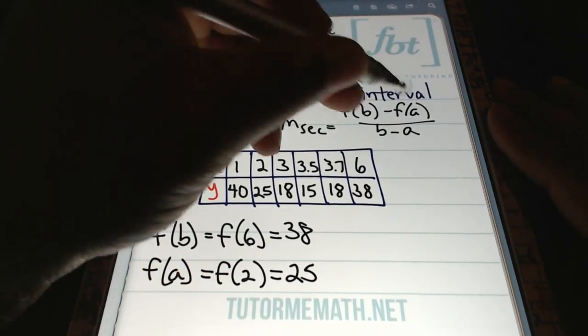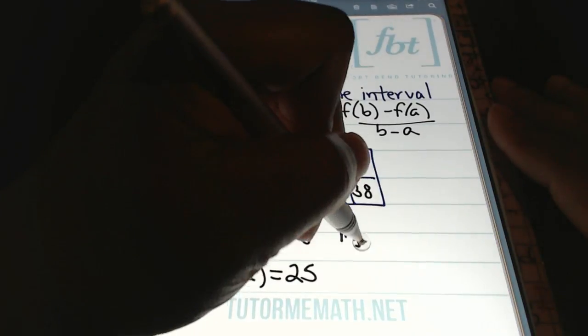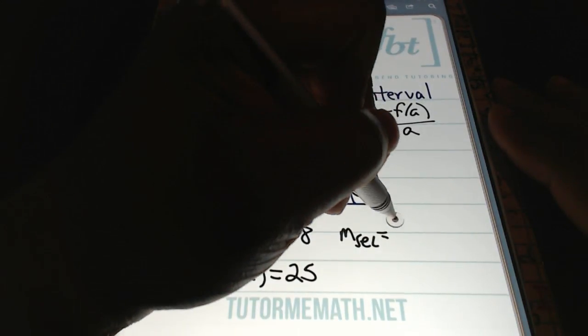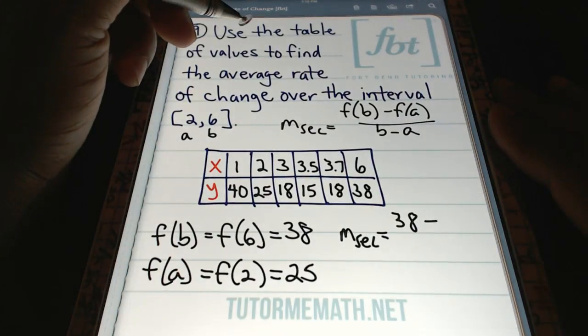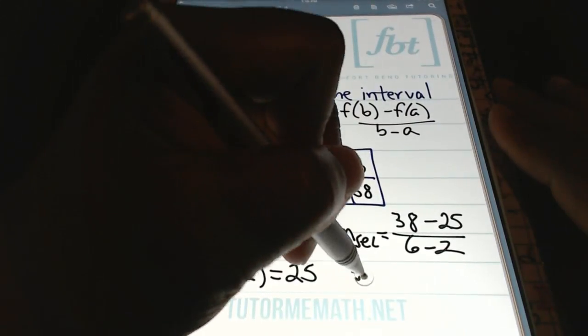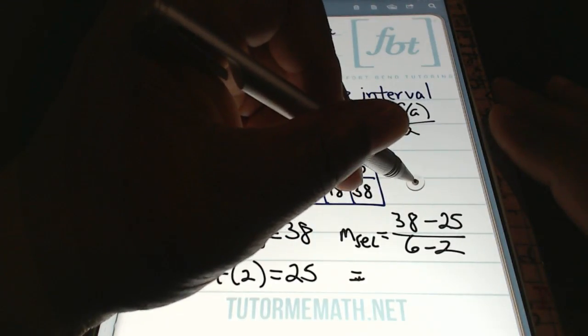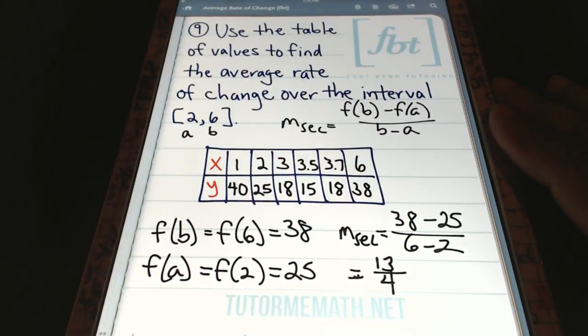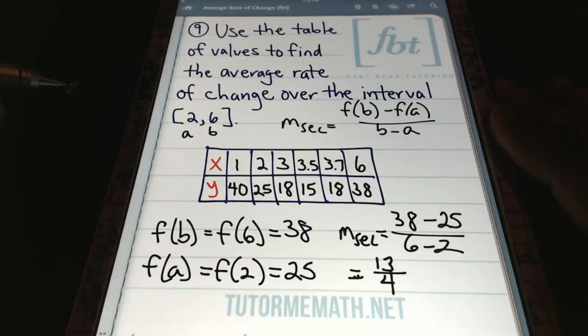So now what we have for our slope, we'll be plugging in the value of f of b, which is going to be 38, minus our f of a value, which is 25. That's going to be divided by 6 minus 2. So when we simplify this here, we'll have 38 minus 25. That gives you 13 divided by 4. So your result here is 13/4.